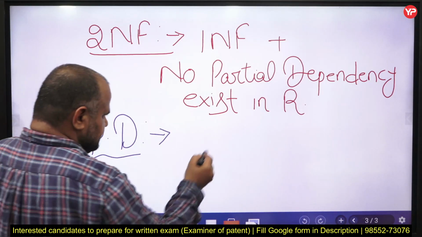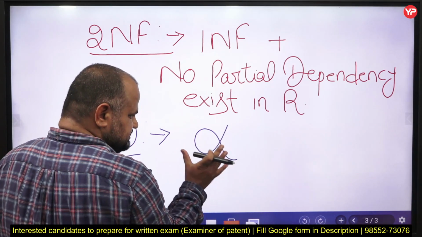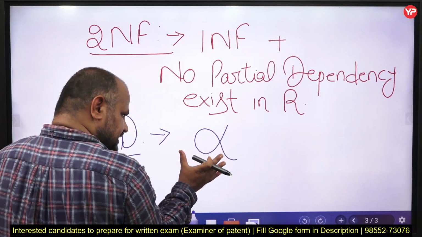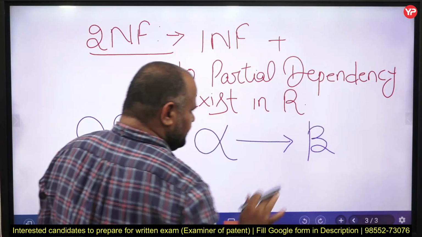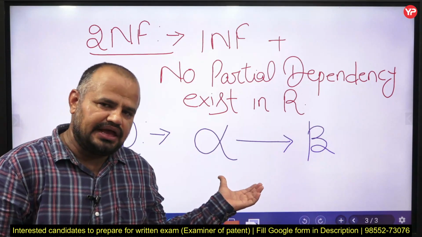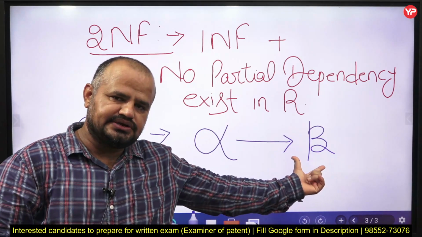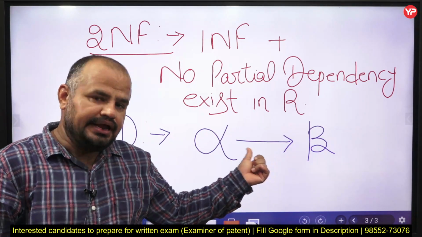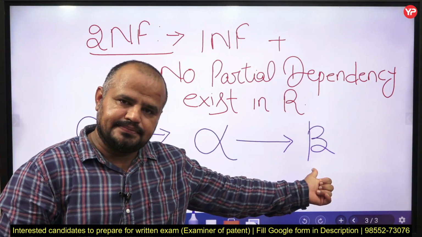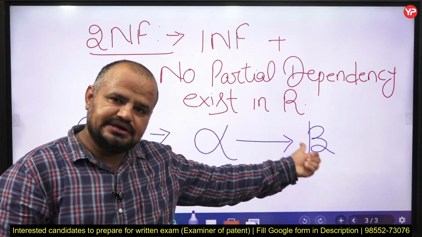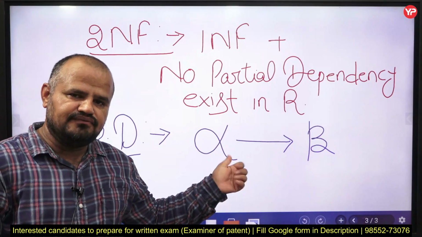See, my dear students, if we have alpha, there is a structure of FDs in which the left hand side is alpha and the right hand side is beta. We know how we can write the FDs: the left hand side is a set of attributes, the right hand side is also a set of attributes, with an arrow in between. It means alpha uniquely determines beta, or beta is determined uniquely by alpha. That is the term called FD, functional dependency.